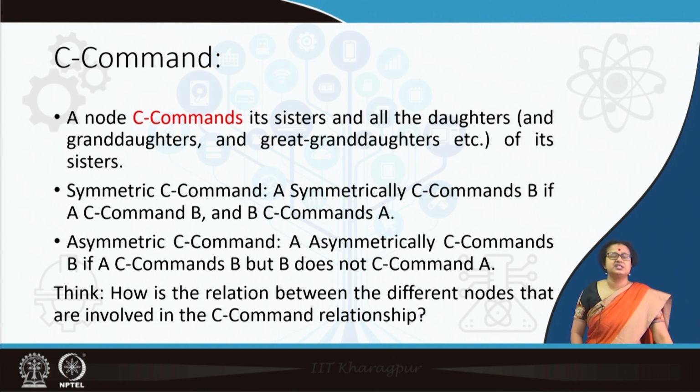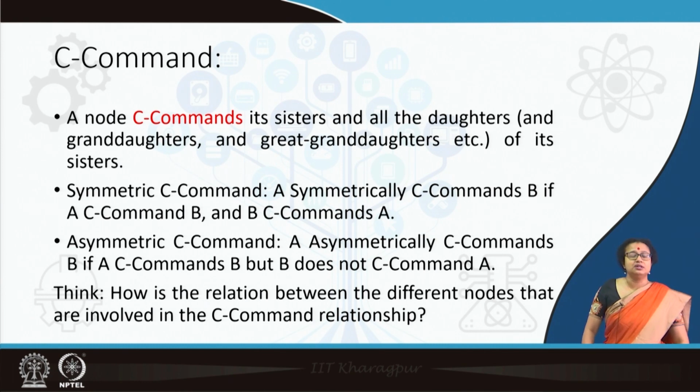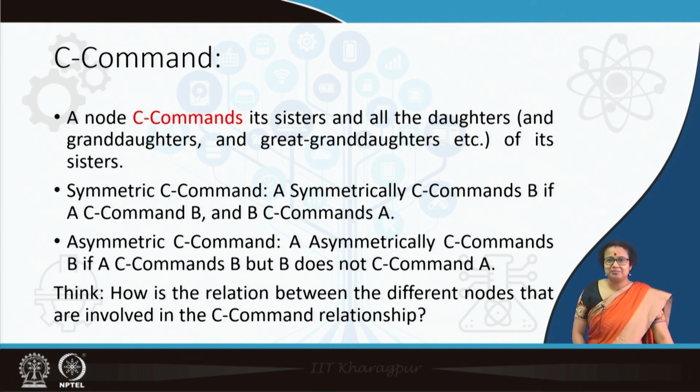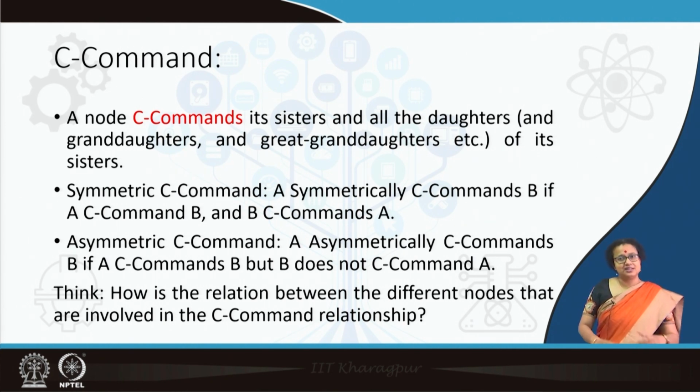How is the relation between different nodes that are involved in the sycamand relationship? This is something that I have also started discussing briefly. For example, sisters and sisters daughter, and whether it is an asymmetric sycamand relationship or a symmetric sycamand relationship. But because this is slightly complicated in terms of the geometry of trees, it is advised that you pause at this point, read them again and try drawing them in order to identify the relationship between different nodes.